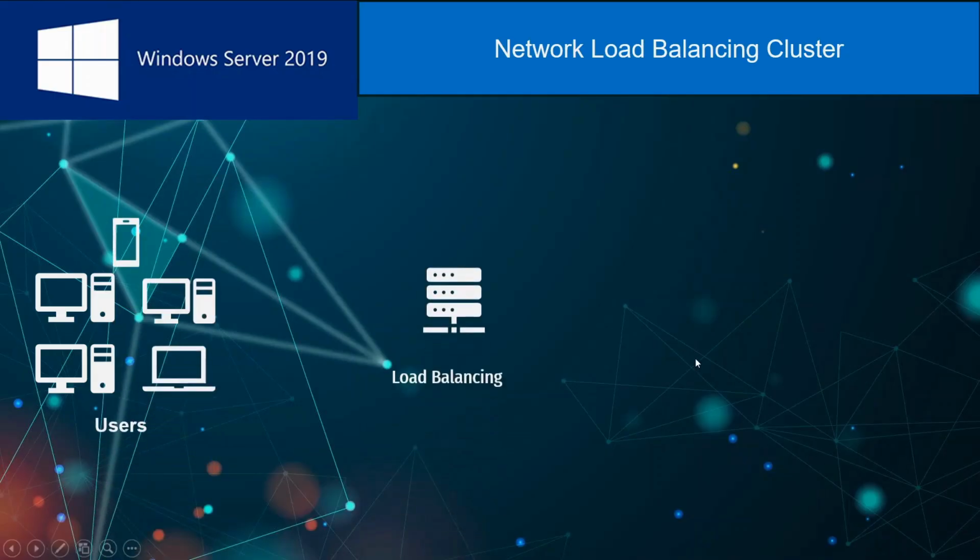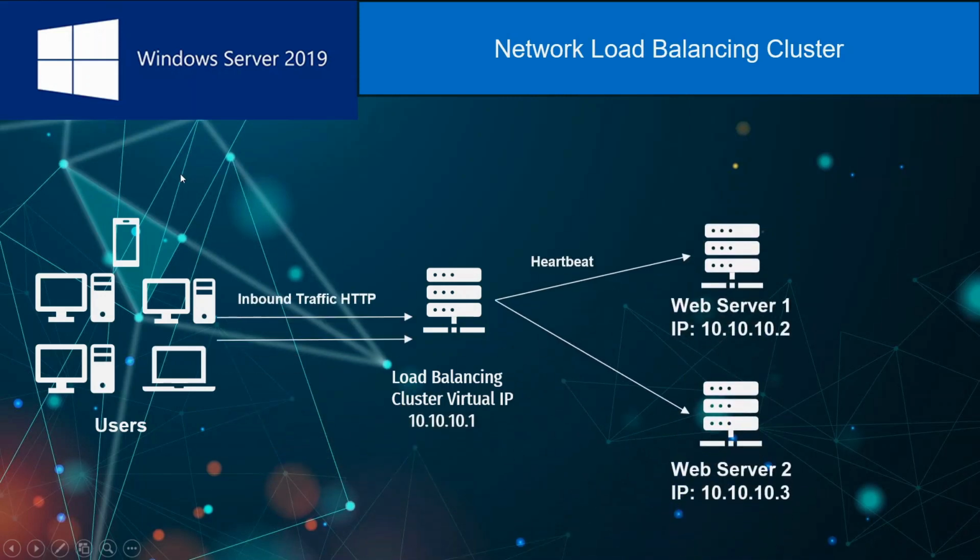Talking about this figure here, we see the network load balancing cluster. The end users are trying to access the website by sending incoming HTTP traffic from their devices such as laptops, computers, and smartphones. On the server side, we have a load balancing cluster configured with a virtual IP. The incoming traffic comes to the load balancing cluster, and the cluster distributes the network traffic to its different servers. We have web server 1 and web server 2. Both of these nodes, or servers, have Internet Information Services installed and configured, so both of them are running an HTTP server.